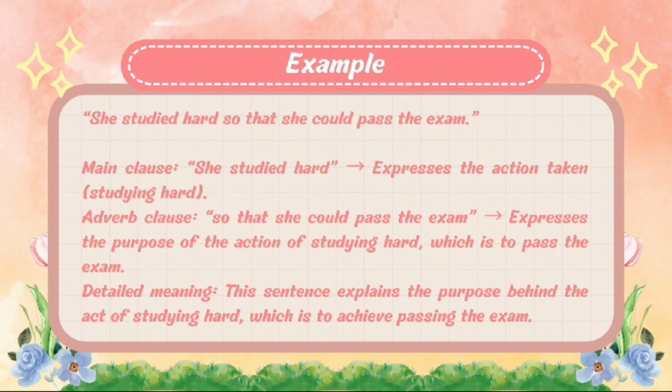Like the example, she studied hard so that she could pass the exam. The main clause of this sentence is she studied hard. So this clause expresses the action studying hard. The adverb clause of this sentence is so that she could pass the exam. So this clause expresses the purpose of the action of studying hard, which is to pass the exam. And the sentence explains the purpose behind the act of studying hard, which is to achieve passing the exam.